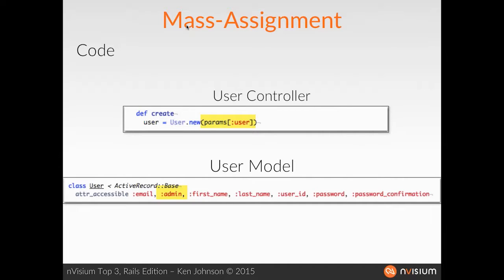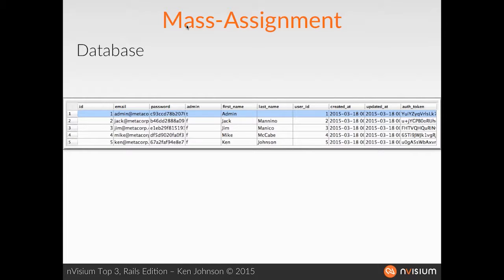This is what you've probably seen before. It's a user controller create action, and we want to instantiate a user model with User.new and pass it in params. The params user is really just a set of parameters from email to first name, last name, and anything else you were intending to go in there. You'll see the model at the bottom, where we've got some accessible attributes defined. Here's our database: five users, totally normal, totally typical, all at metacorp.com addresses.